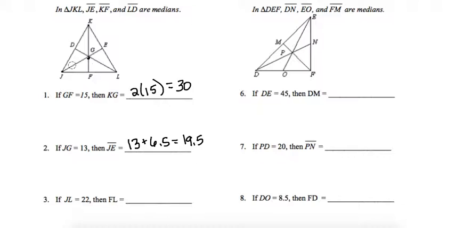All right, so for our next question, this one asks, JL equals 22. So the whole thing right here is 22. Find FL. If this is a side of the triangle, I know that the median goes through the midpoint, so F is the midpoint. That means that this is going to be half of the entire side, 22. So FL is 11.